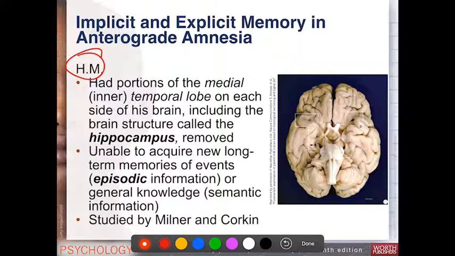And so if you look here, there's actually these areas here where we can see that both, we call it bilateral, these structures are removed from HM's brain. And these were the inner medial temporal lobe areas, the hippocampi on both sides. And then there was a little bit more removed. If you look into this a little bit, there's a couple of videos that I have and some links that you can find out even more.